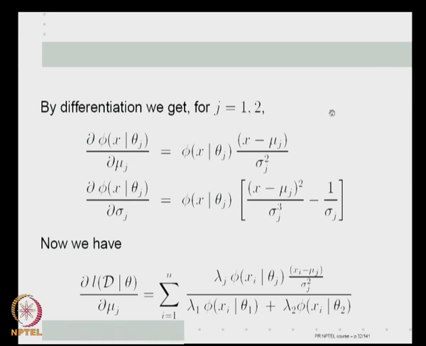This is the del phi x given theta j by del mu j. This comes because of the log. So, this is the partial derivative with respect to mu j. Similarly, we will get the one with respect to sigma j. If you want the derivative with respect to sigma j, once again the 1 by lambda 1 plus lambda 2 term will be there, and with respect to sigma j, I once again get that lambda j phi x given theta j term, and instead of this x minus mu j by sigma j square, I will get this term, right.